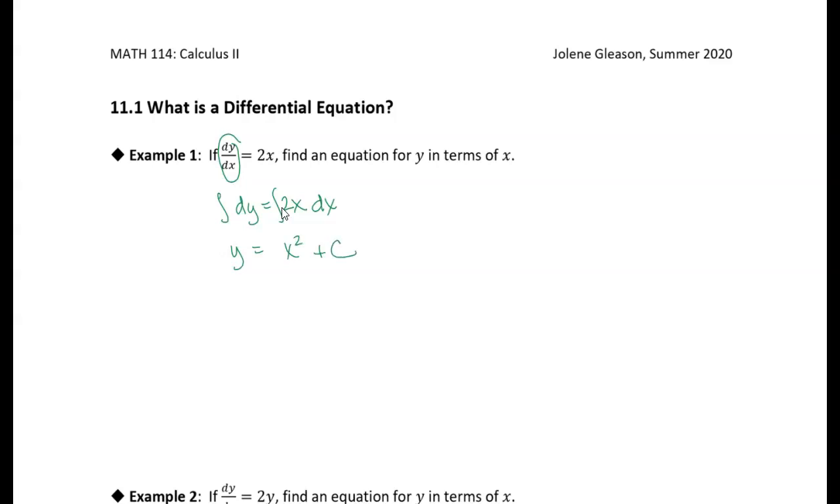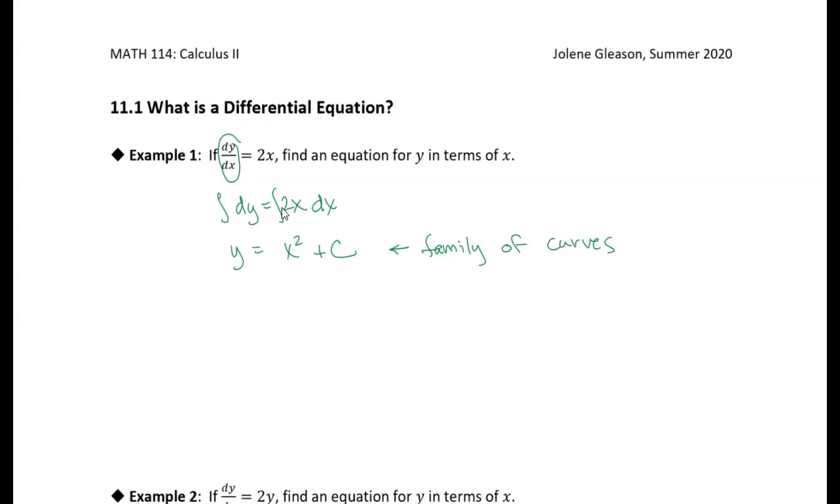Because x squared is not the only function that satisfies, well, I won't call it a differential equation yet. But x squared is not the only value that satisfies that equation. If I had x squared plus 2, or x squared plus 5, or x squared minus 70, all of those would satisfy this equation dy/dx equals 2x. So essentially you get a family of curves.